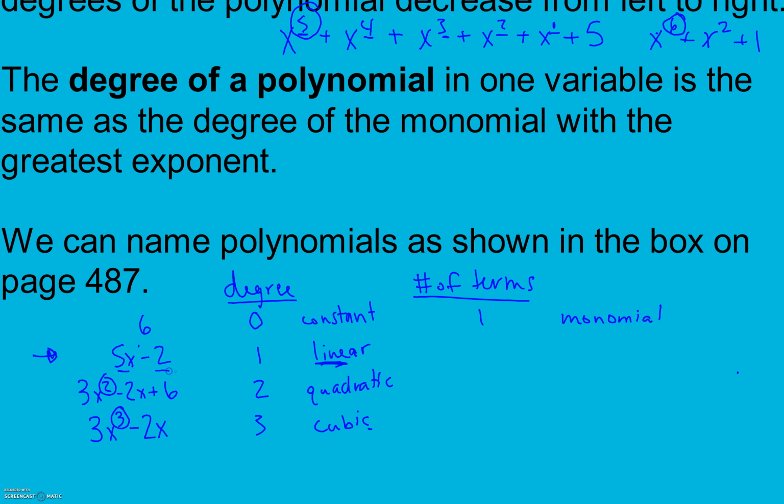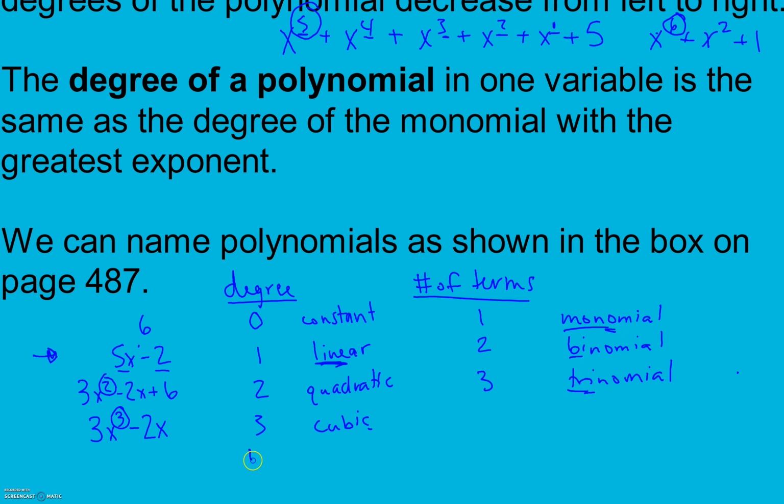Two terms, two different things added together. We call that a binomial, like two wheels on a bicycle. Here we have three terms. We call that a trinomial, like three wheels on a tricycle. Mono means one, bi, two, tri, three.